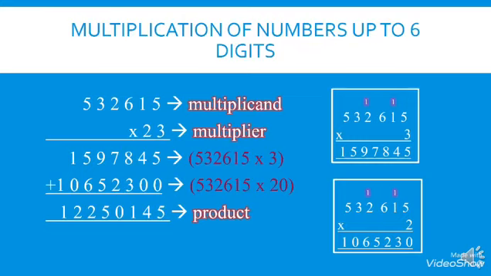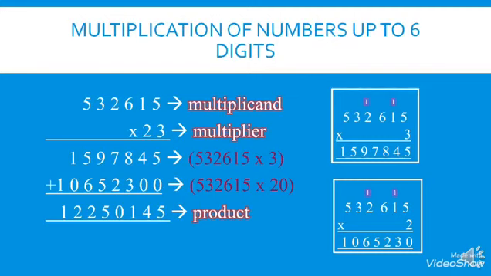Now we start the multiplication. We write these values vertically. We start the multiplication in the first step with 3, the unit place of the multiplier. We always start with the unit place of the multiplier. So we start with 3.